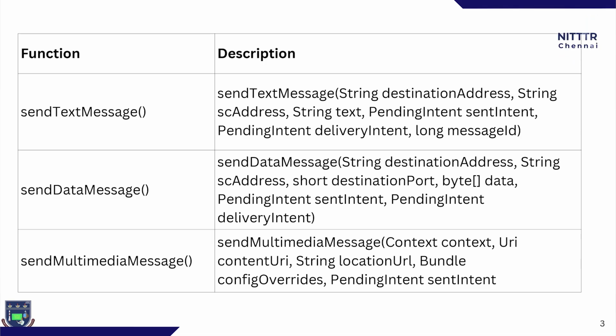It provides three important methods. The first one is sendTextMessage, used to send a regular text message. Then we have sendDataMessage, used for sending binary or data messages. And the third one is the sendMultimediaMessage function, used for sending MMS or media-based messages. In this session, we will focus on the sendTextMessage method, which allows us to send a plain text message to a specific phone number from our application.